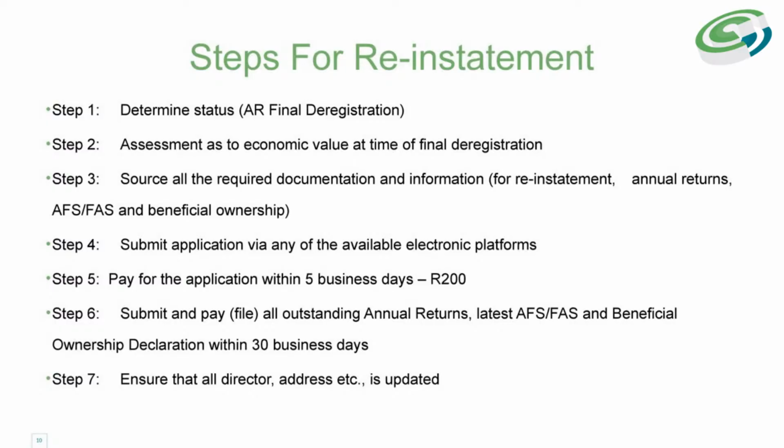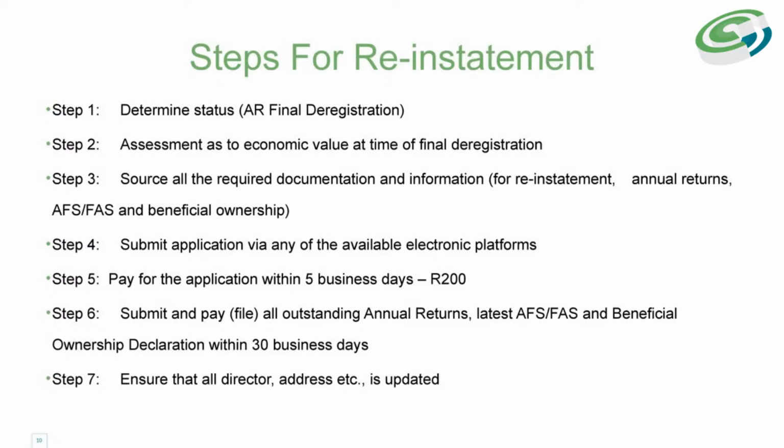Then, if it meets the requirements, you have to source all the required information for the reinstatement, your evidence that it was in business, and keep it in your file. Get all the information in order to submit the annual returns, which will include the turnovers for each of the missing years. The AFS or FAS information needs to be prepared and ready, and the beneficial ownership information must also be ready to be submitted. So step 3, source all your required information. Step 4, then you can apply for the reinstatement via any of the electronic platforms.